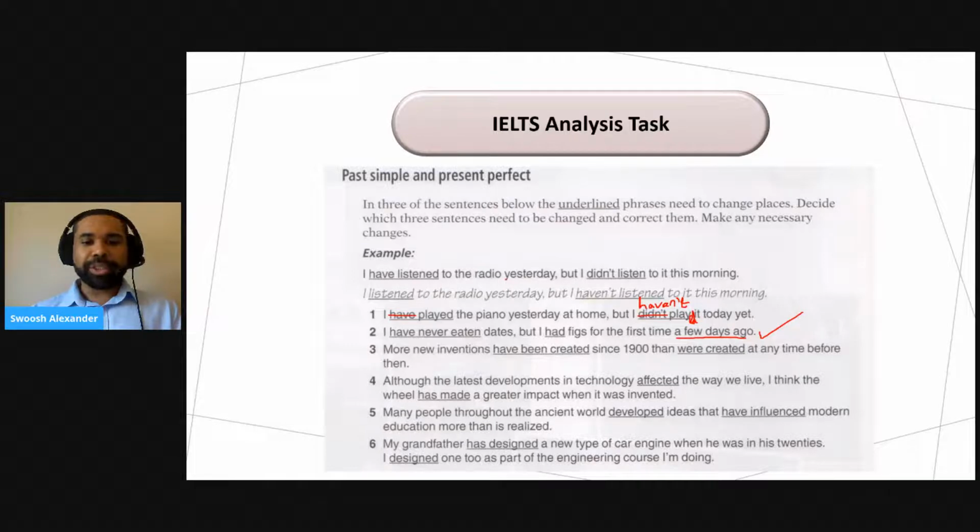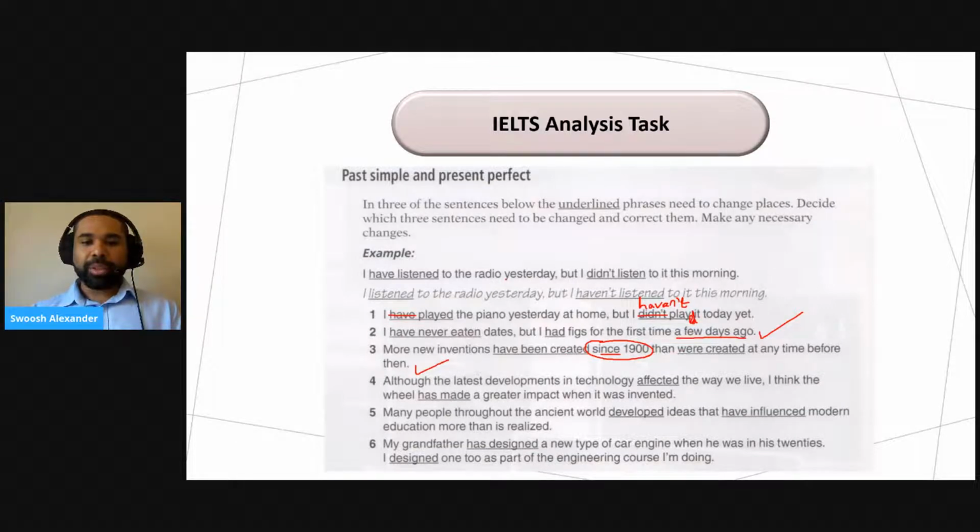But looking at sentence 3, more new inventions have been created since 1900 than were created at any time before then, is also correct. Okay, so have been created since 1900. So basically that means from the past up till today, up to now. So it connects the past to the present. And we use since in order to do that, to connect those two times, the past and the present. So, yep, have been created is correct.